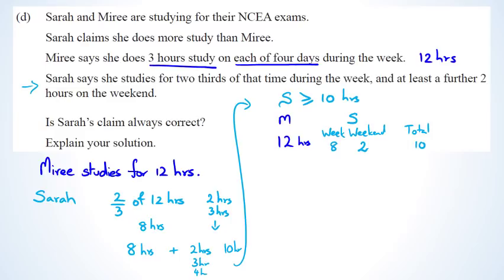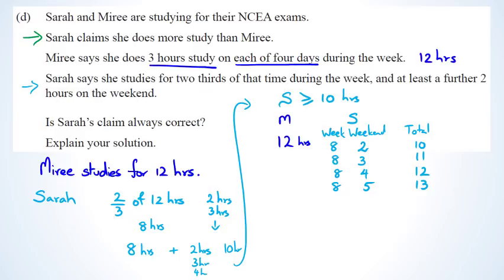8 plus 2 is 10. If she studies 3, then it becomes 11. If she studies 4, it becomes 12. She studies 5 hours in the weekend, then she goes to 13. So really, you can see 3 situations happening here. The first thing is Sarah's claim. I think we'll go back to Sarah's claim. Sarah claims she does more study than Miri.